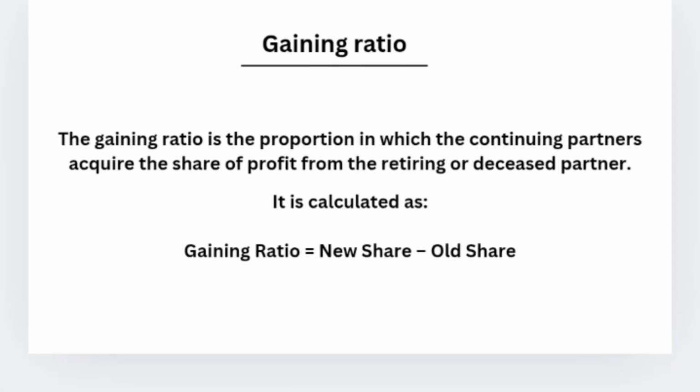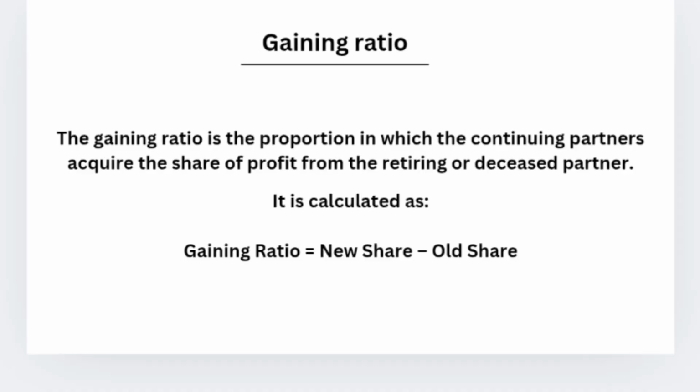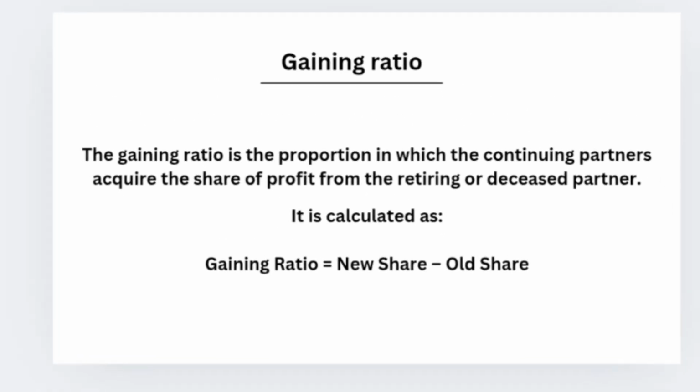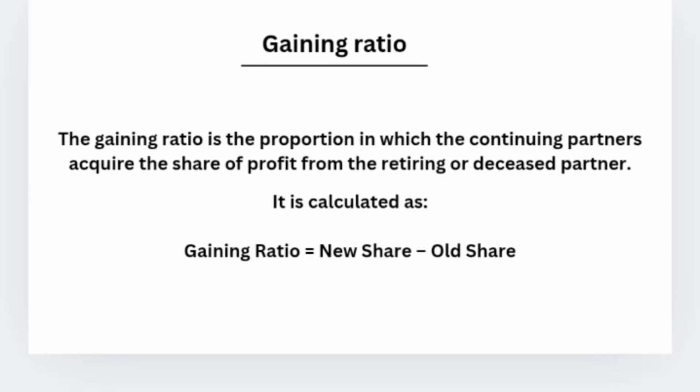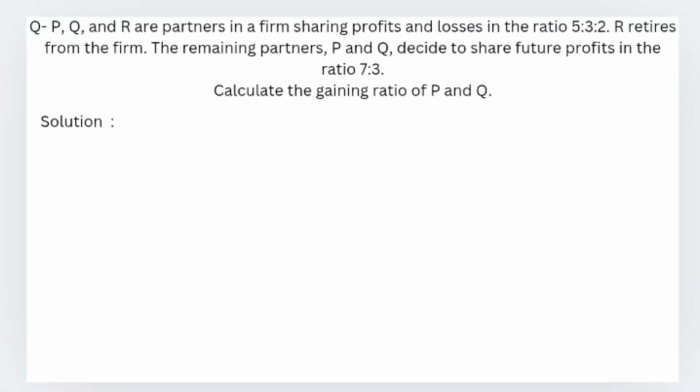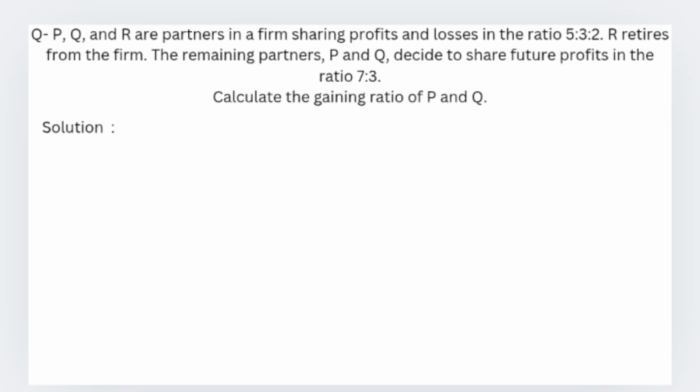Now we'll move to the gaining ratio. Gaining ratio is the ratio which is earned by the existing partner when the other partner retires or dies. So the formula will be gaining ratio equals new ratio minus old ratio. It's the same. Let's solve one question from the gaining ratio also, so we'll understand better.